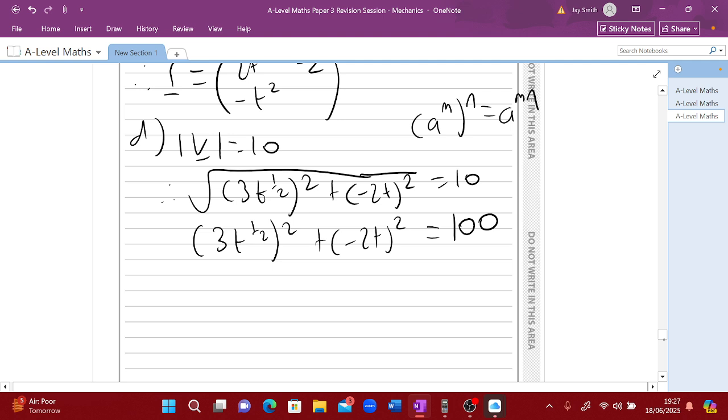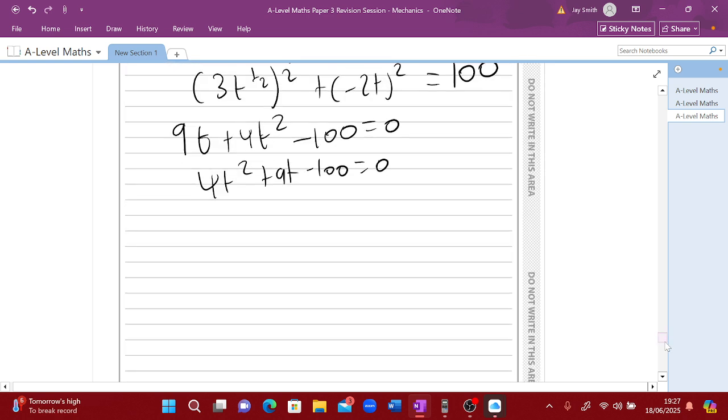So 3 squared first is 9. t to the half times 2 is t to the 1, which is t. And then we're going to have the minus 2t, that's going to be add 4t squared, right? And that's going to equal 100. Well, I'm going to take 100 away because now I know I have a quadratic. So 4t² + 9t − 100 = 0.